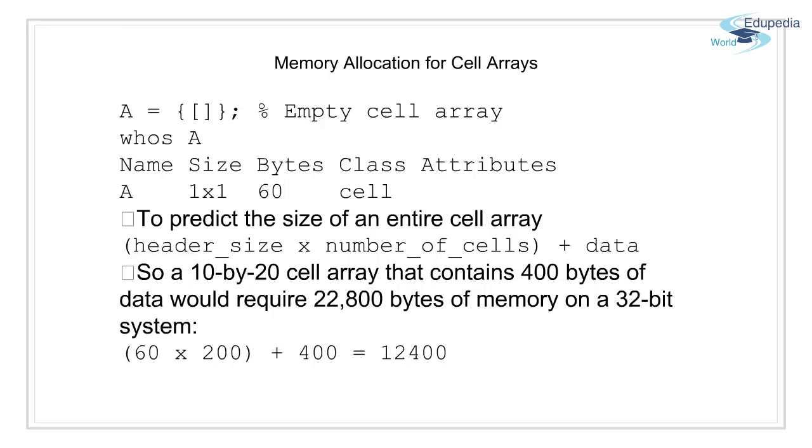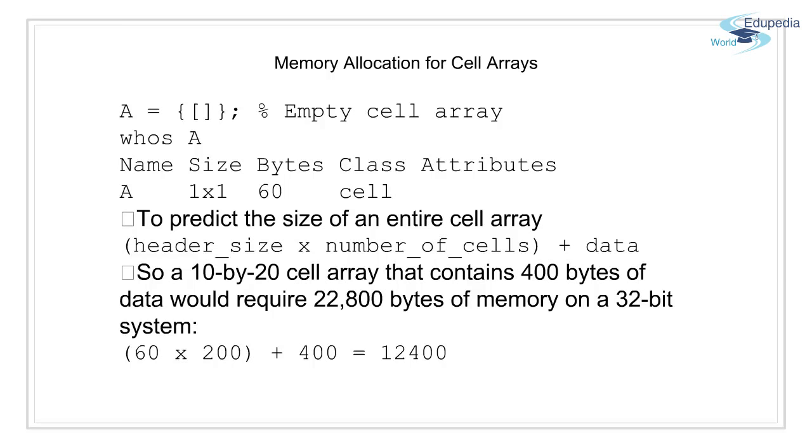Memory allocation for cell arrays. In addition to data storage, cell arrays require a certain amount of additional memory to store information describing each cell. This information is recorded in a header, and there is one header for each cell of the array. You can determine the amount of memory required for a cell array header by finding the number of bytes consumed by a one by one cell that contains no data.